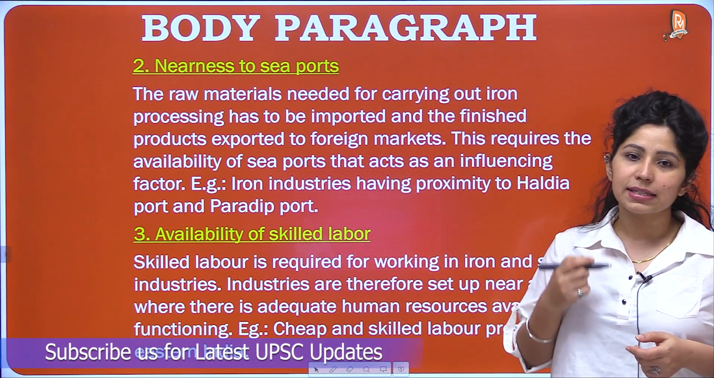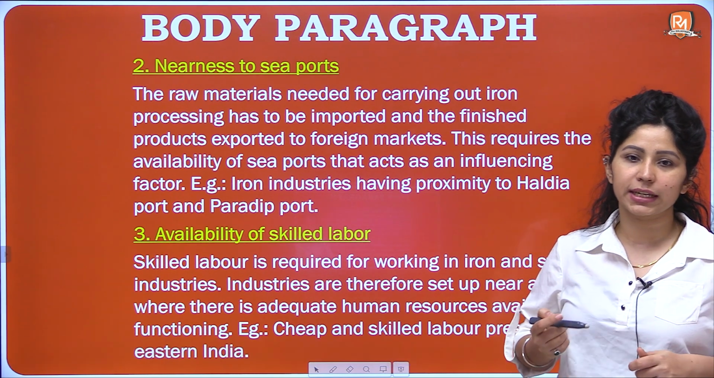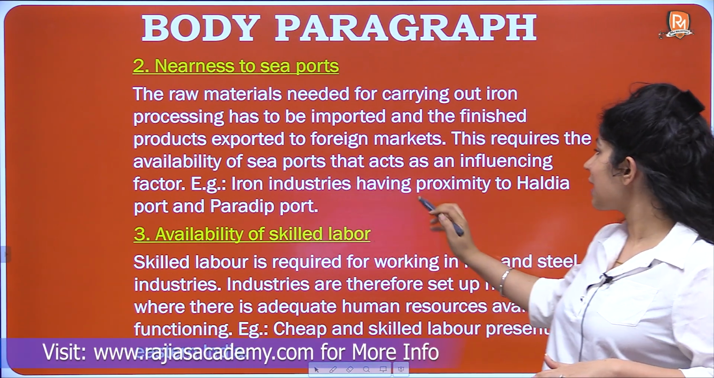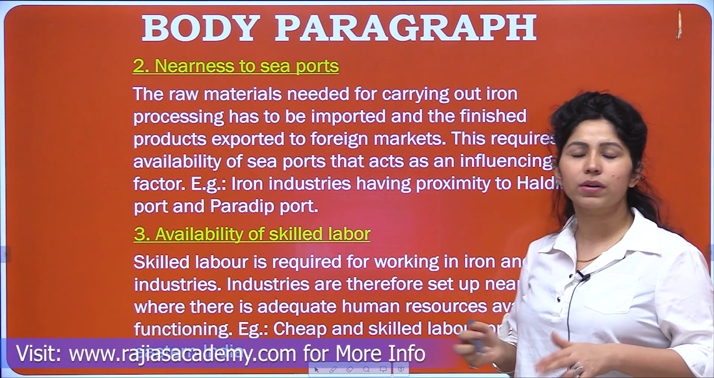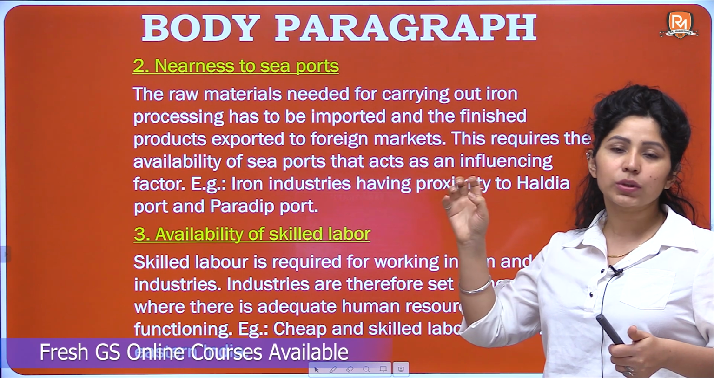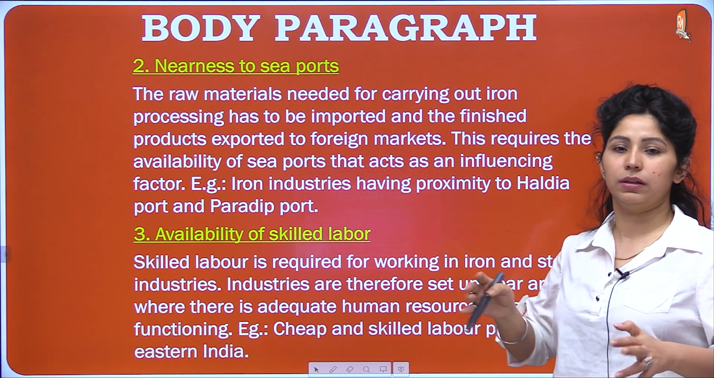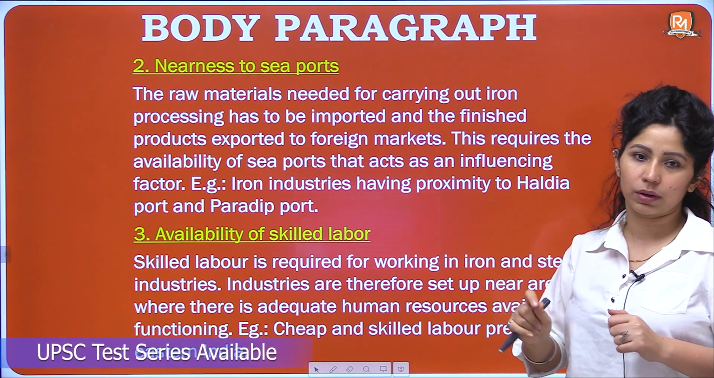So this requires the availability of seaports, which act as an influencing factor. For example, iron industries having proximity to Haldia port and Paradip port. Most of these industries, keeping in view the Chota Nagpur plateau and the eastern coastline of India, are located near Paradip and Haldia port.